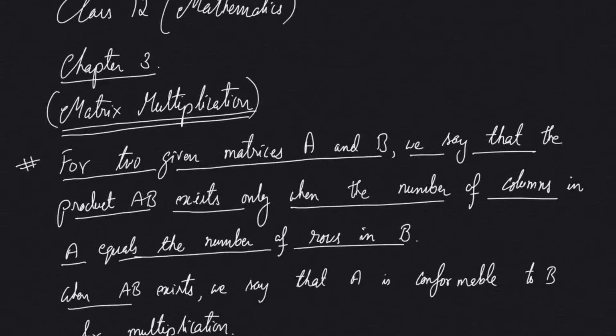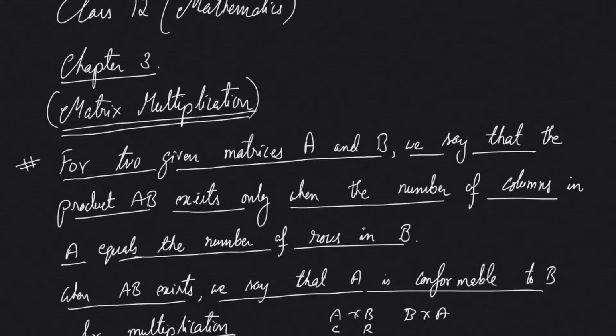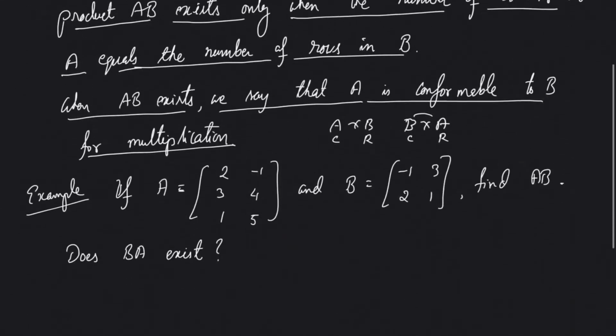When AB exists, we say that A is conformable to B for multiplication, but that may not be the same for B to A, because the number of columns in the first matrix should be equal to the number of rows in the second matrix. Similarly, the number of columns in matrix B should be equal to the number of rows in matrix A. Then only BA will also be possible. Let's try to take an example and solve.